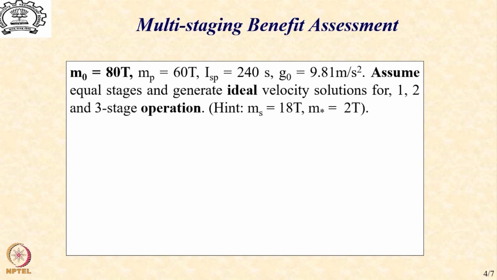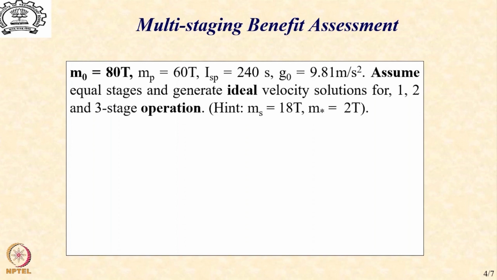Let us, before going through the actual formulation for this kind of a configuration, make a quick assessment of what we are likely to get out of this, so that we can decide whether it is worth making the effort or not. So let us take the same problem of a rocket with 80 ton lift-off mass carrying 60 ton of propellant having ISP of 240 seconds. And let us now try and see whether the philosophy that we have just now discussed can be worked on this to understand what kind of performance we are likely to get.